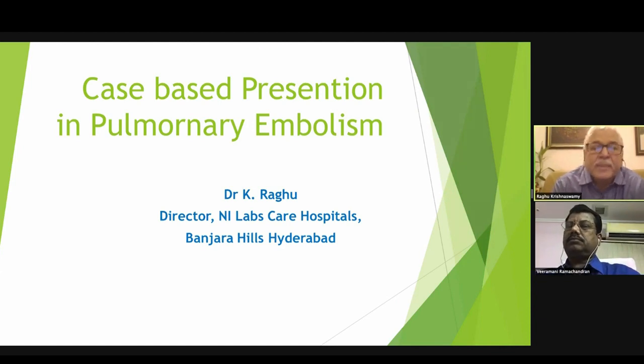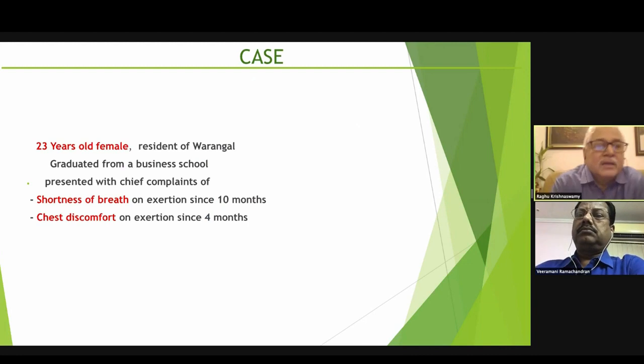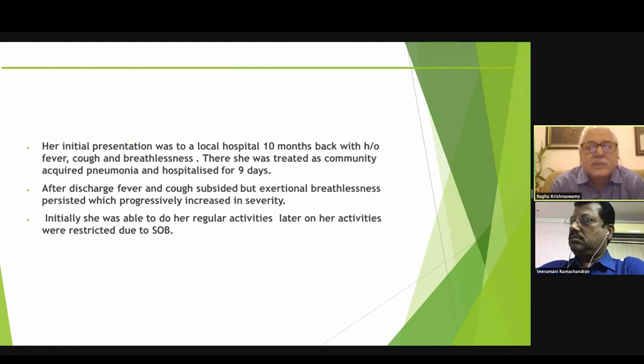Now, my first case is a 23-year-old lady, a resident of one of the nearby districts of Hyderabad, namely Warangal. She graduated from a business school, and her main presentation was with complaints of shortness of breath on exertion for the last 10 months. She also had chest discomfort on exertion for 4 months. She presented to a local hospital about 10 months ago with a history of fever and cough.